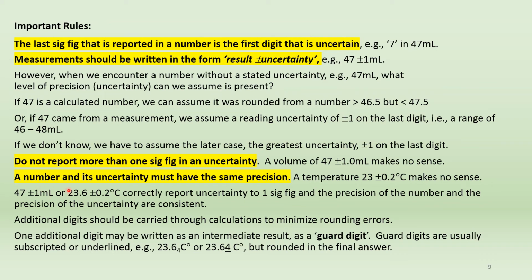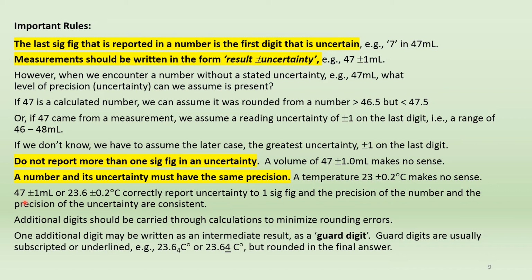A number with its uncertainty must have the same level of precision. So for example, a temperature of 23 plus or minus 0.2 makes no sense. These have different levels of precision. If in fact you can read the temperature to the nearest decimal degree, then you should report to the nearest decimal, 23 point something.